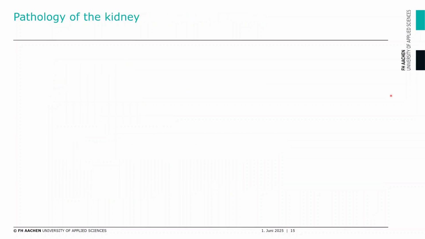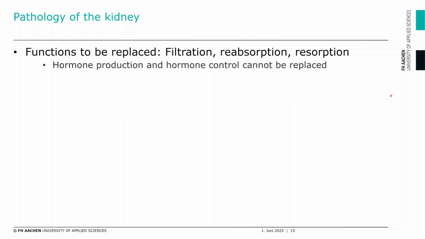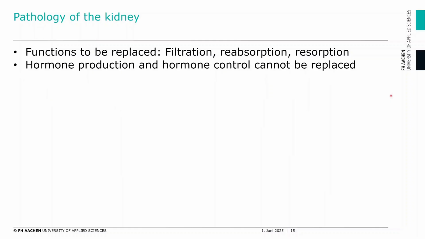Now that we know the most important functions of the kidney, let's take a look at which functions we can and cannot replace. In principle, it is possible to replace filtration, reabsorption, and resorption with modern dialysis systems. Unfortunately, it is not possible to artificially reproduce the regulation of hormone balance and production of hormones.